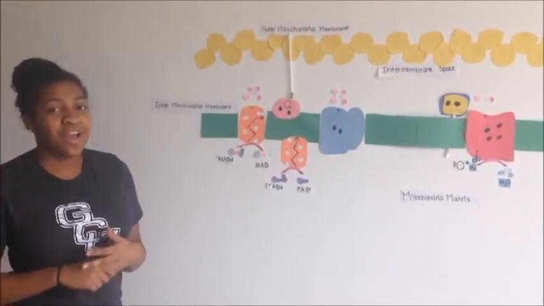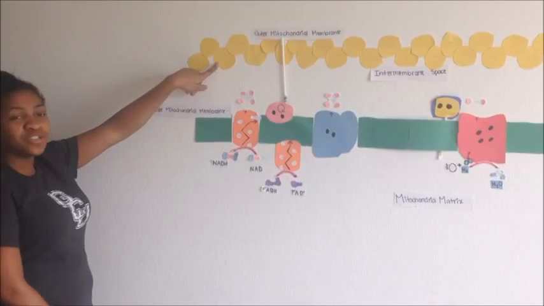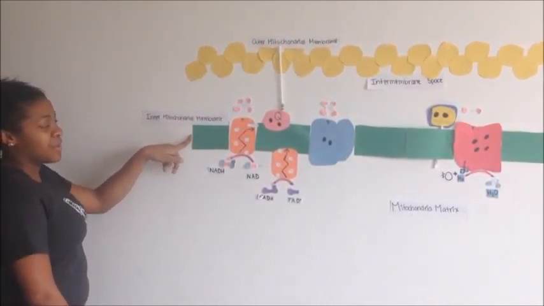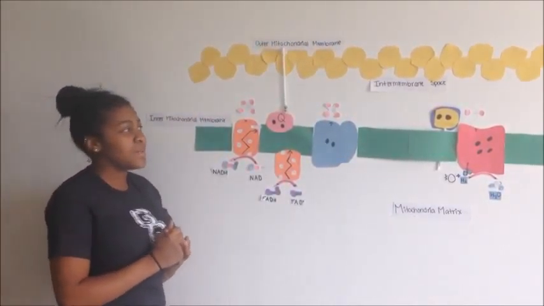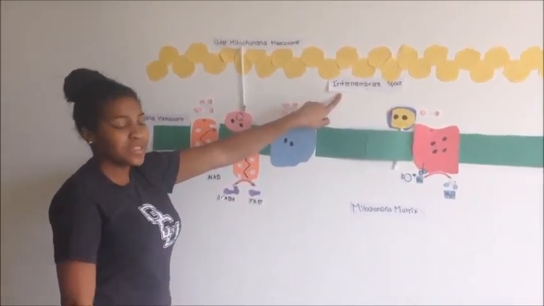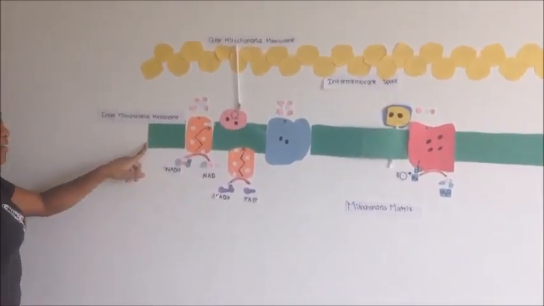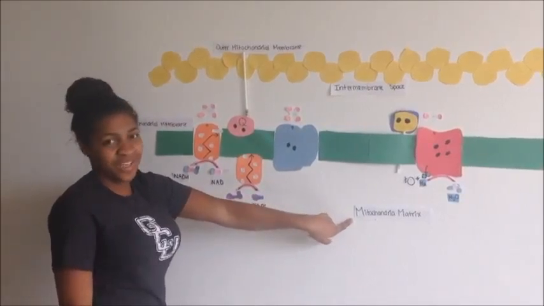The mitochondria, as we know, have two membranes, the outer mitochondrial membrane and the inner mitochondrial membrane. And in between these two membranes, we have the intermembrane space. And underneath the inner mitochondrial membrane, we have the mitochondrial matrix.